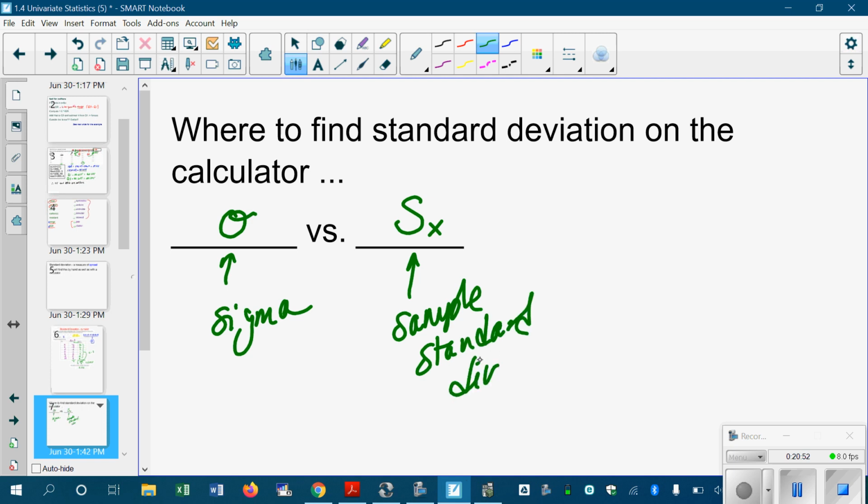I can write, oh my goodness. Sometimes writing and talking don't go together. I was on this part in my head. Sorry. So sample standard deviation.